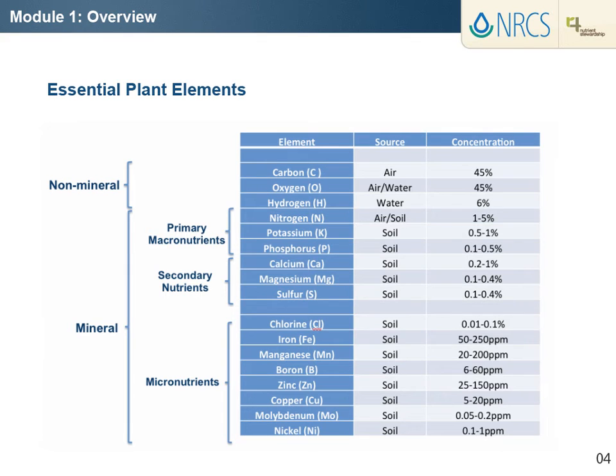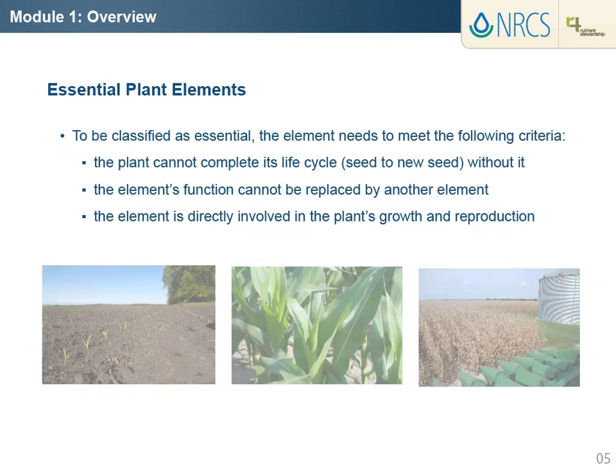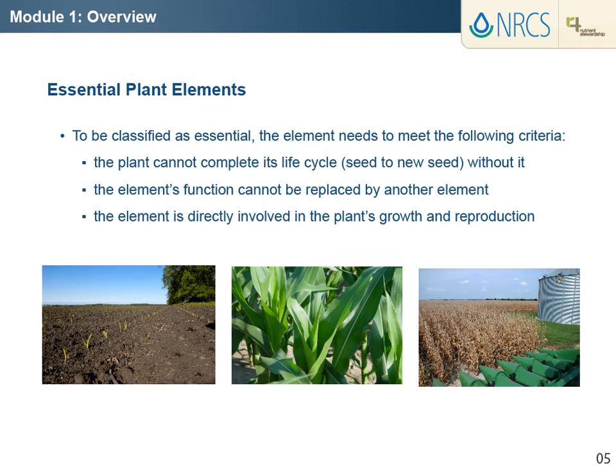Most of the macronutrients represent 0.1 to 5% or 100 to 5,000 parts per million of dry plant tissue, whereas the micronutrients generally comprise less than 0.025% or 250 parts per million of dry plant tissue. To be classified as essential, the element must meet the following criteria. The plant cannot complete its life cycle without it, the element's function cannot be replaced by another element, and the element is directly involved in the plant's growth and reproduction.